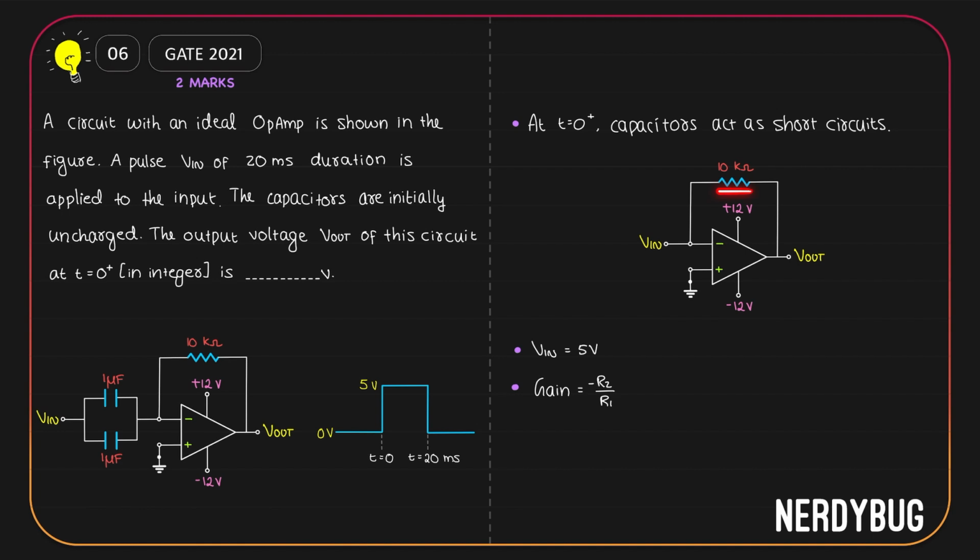Here R2 is 10 kilo ohm, but we do not have a resistor over here. But that is not a problem. We can take R1 to be 0, but that will make the gain infinite. So input is 5 volt, gain is infinite. Does that mean we get an infinite output? No, the value of Vsat is 12 volt. So the maximum output possible is 12 volt. Since what we have is an inverting amplifier, the output will be negative Vsat, which is minus 12 volt. The final answer is minus 12.